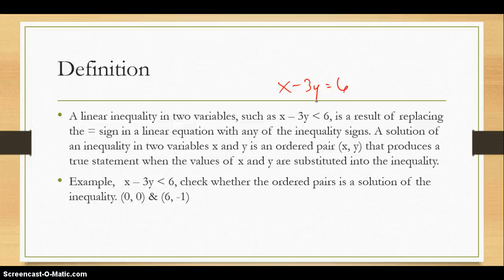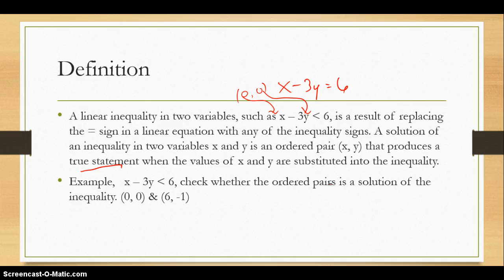A solution of any inequality in two variables x and y is an ordered pair x and y that produces a true statement when the values of x and y are substituted into the inequality. So meaning we're going to plug in an ordered pair, for example 0, 0, in for x and in for y, and we're going to see if this statement is true.